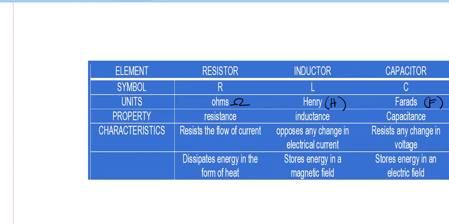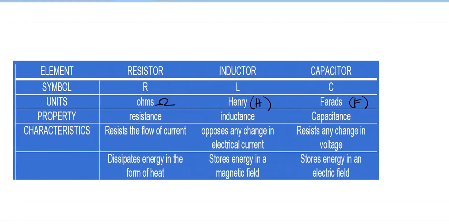So in summary of these passive elements, here are our elements. We have resistors, inductors, and capacitors.